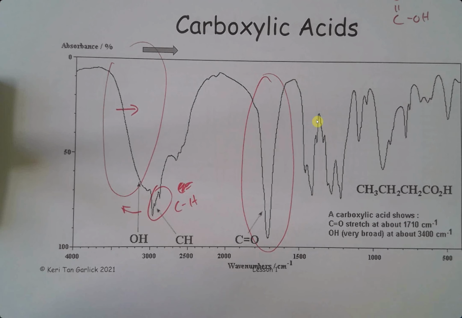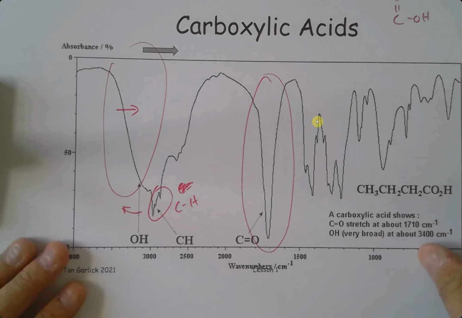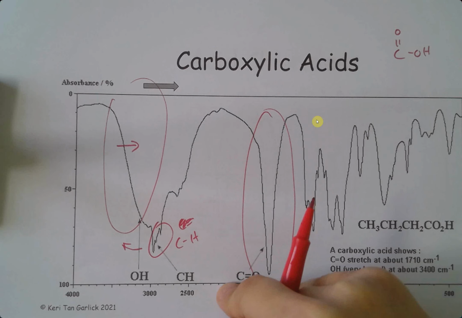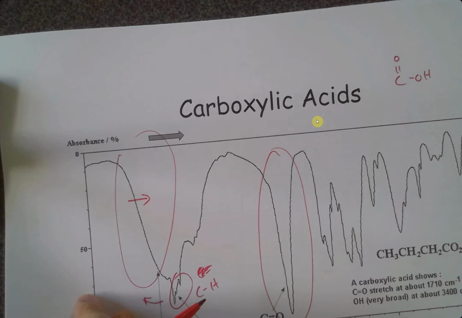All right, are we good so far? I know it's going to look like squiggly lines. It's going to look like squiggly lines for a while. Yeah. But once you get it, it's really easy. So all we're trying to do is figure out what functional group there is.